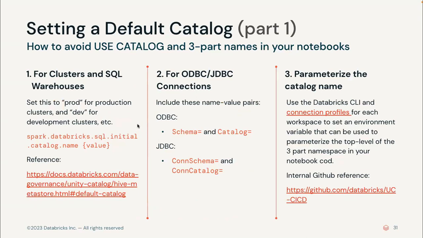You may not want to have 3-part table names in your code, right? If your code has 2-part table names today, you can set the catalog on the cluster. Okay, so there's a setting that you can add here so that your dev clusters all default to the dev Unity Catalog and your prod clusters default to the prod one. This is something you might want to take a look at. You can do the same trick on your ODBC and JDBC connections.